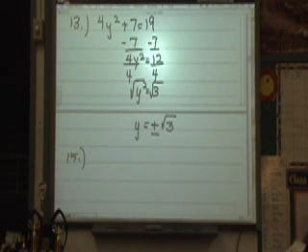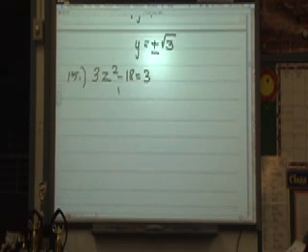15. 3z squared minus 18 equals 3. Isolate the perfect square. Add 18.